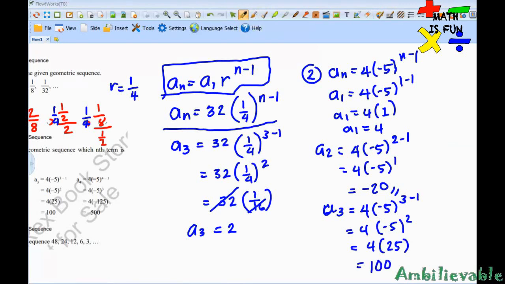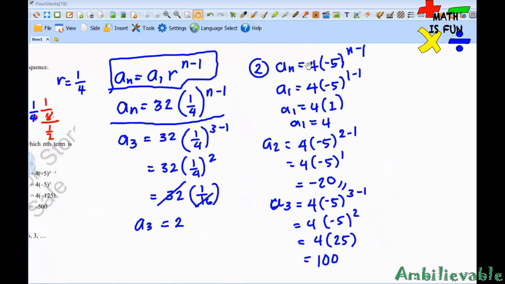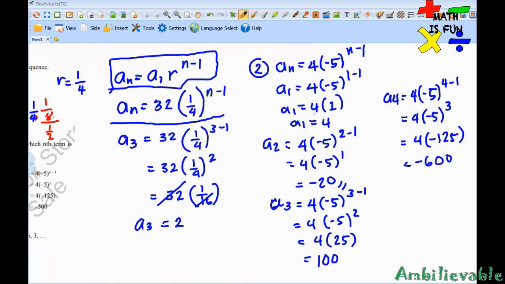And the last, we have a sub 4. For a sub 4, we have 4 times -5 raised to 4 minus 1. So 4 times -5 raised to the power of 3. Any negative number raised to an odd number will result in a negative number. So we have -600, right?